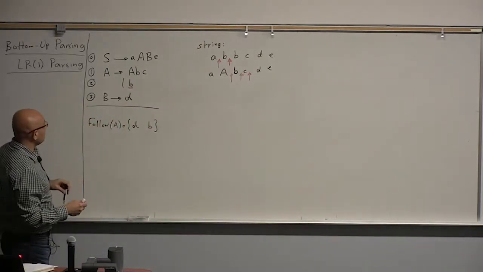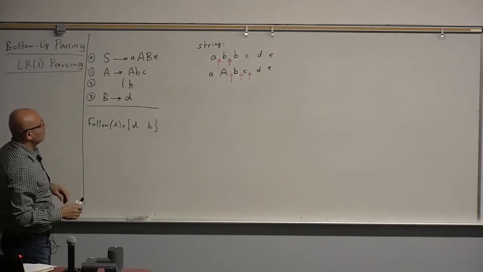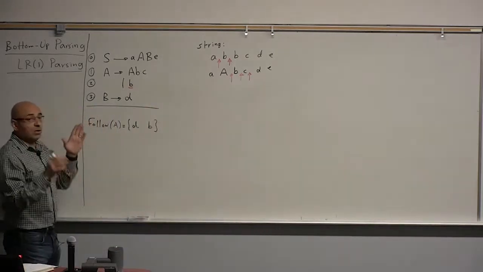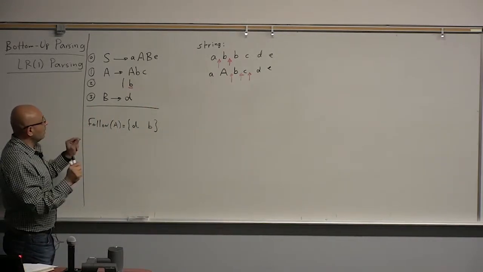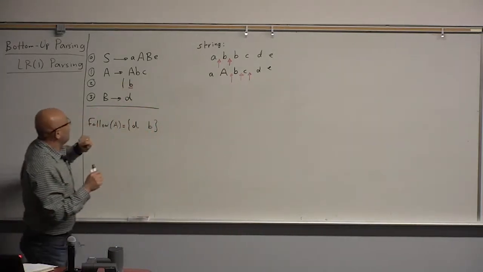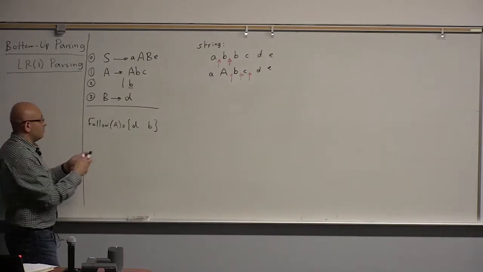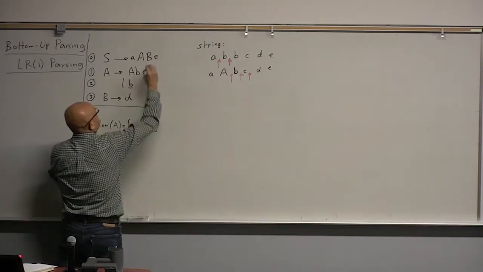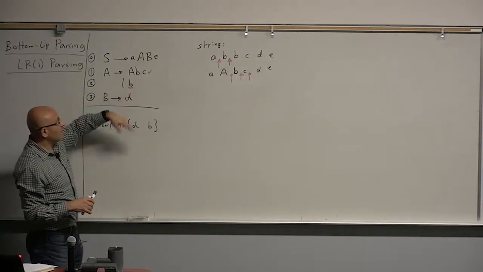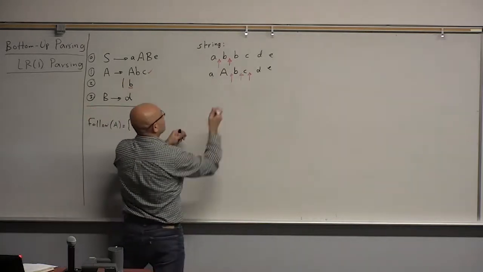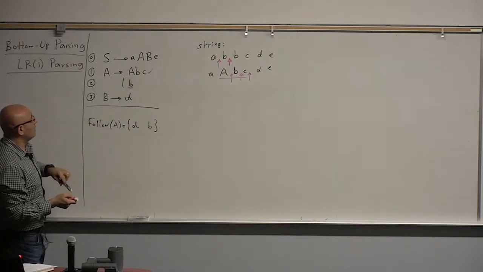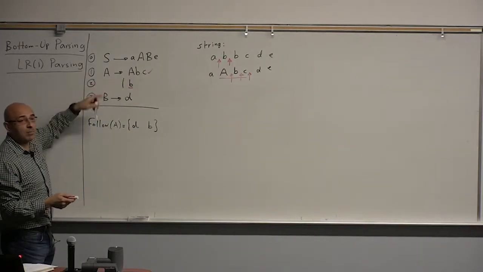Okay? So now we have A, B, C. So we look for a rule in which the right-hand side ends with a C. And the only rule in which the right-hand side ends with C is this rule. Right? And in this rule, we will be reducing this whole thing to an A by rule number 1. So we say that we reduce by rule number 1.